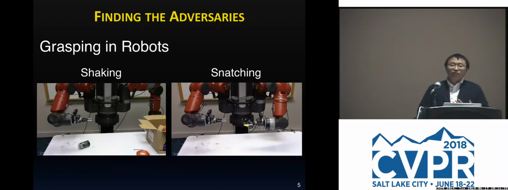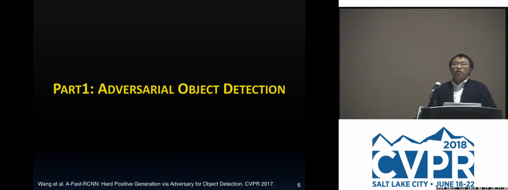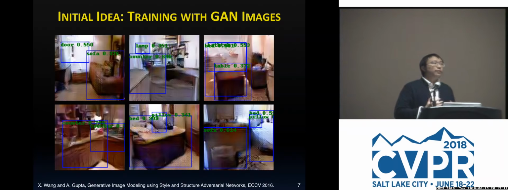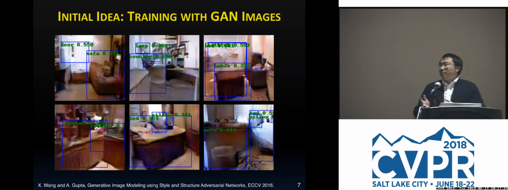So in the first part of this tutorial, I would first like to introduce our work in adversarial object detection. Before showing you how we actually do the detection, I want to show you some failed attempts when we were starting on this project. We started by learning to generate beautiful images. At that time, we could generate reasonably good images, though not so good compared to current GAN papers on these scenes.